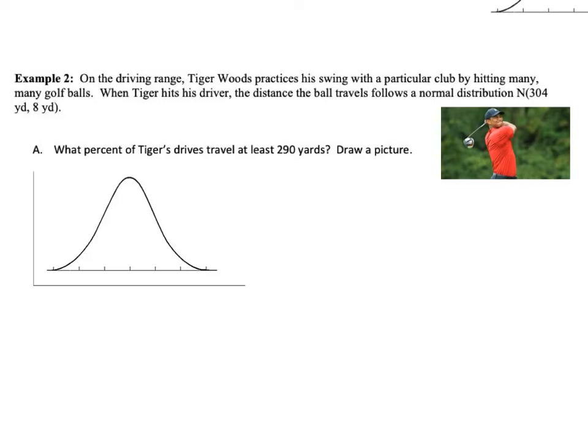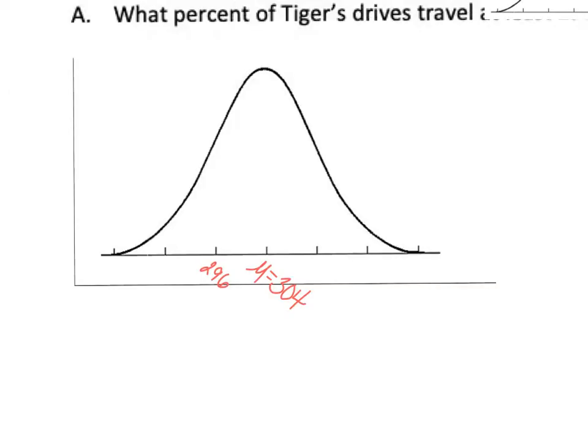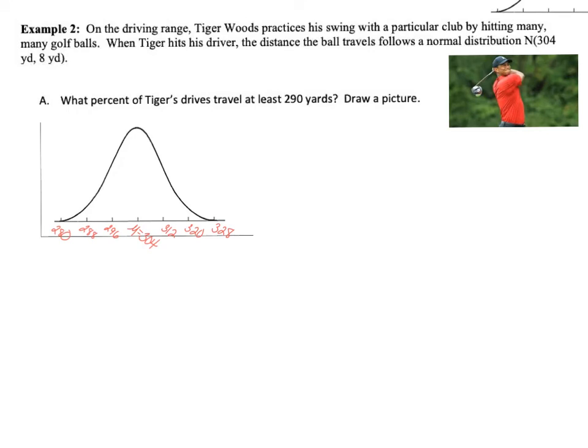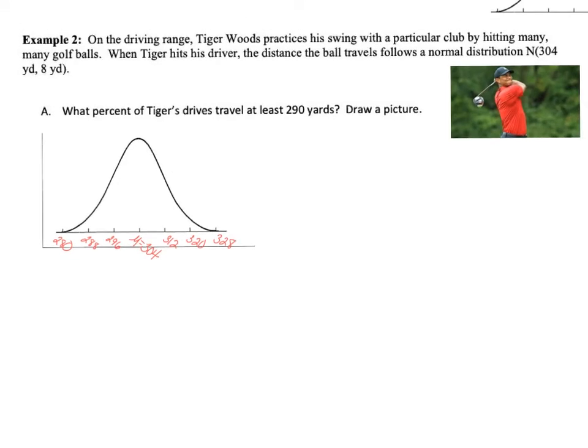So the first rule of statistics is to make a picture. I've labeled my mean, and now I am labeling the standard deviations below the mean. I subtract 8 to get 296. 8 more would be 288. 3 standard deviations below would be 280. And then to the right, I would have 312, 320, and 328.